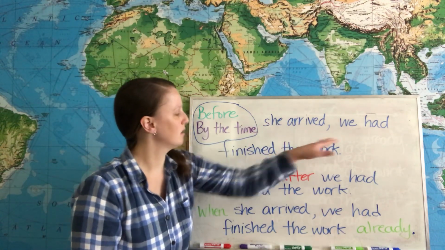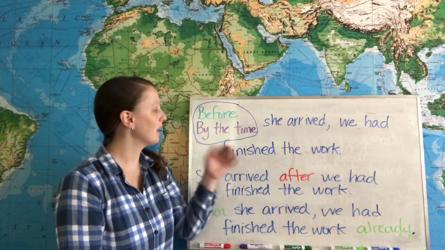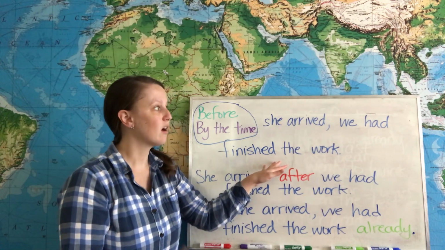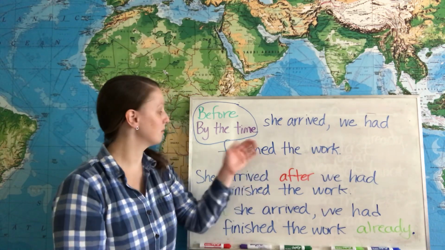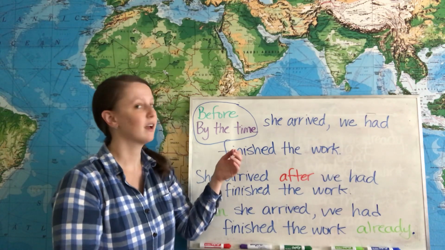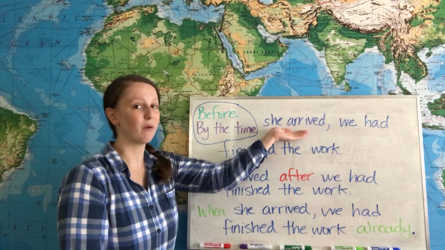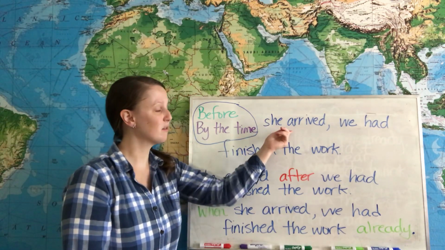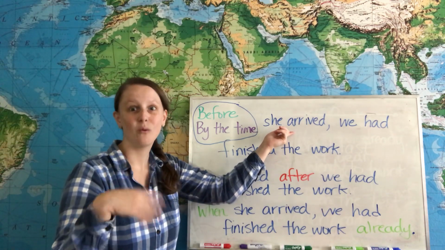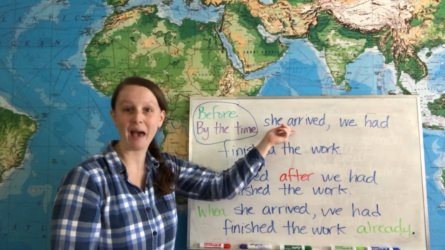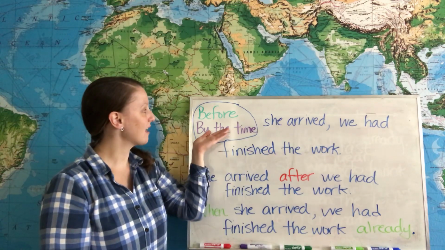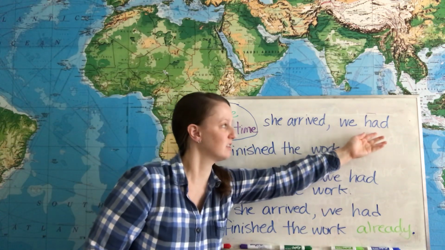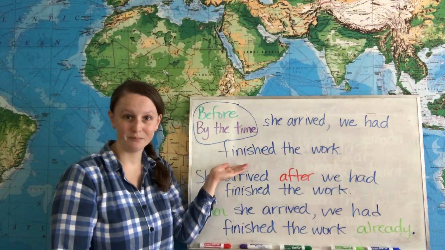Before she arrived, we had finished the work. And by the time she arrived, we had finished the work. Now, of course, the first action that happened was we had finished the work, and the second action, she arrived. So we use before and by the time together with the second action. When you're using past perfect, that means the simple past action. We use it together with before or by the time. And then we have the first action with had finished the work.